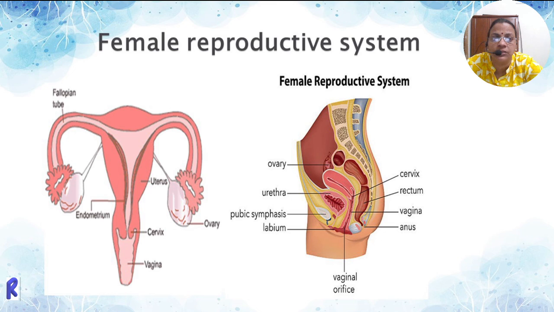The mouth of the uterus, this region, is called the cervix. It leads into a tubular region and opens out through the vagina. It is the external genital opening. So this is the structure and you have to learn this diagram.